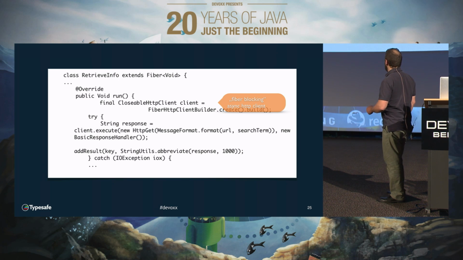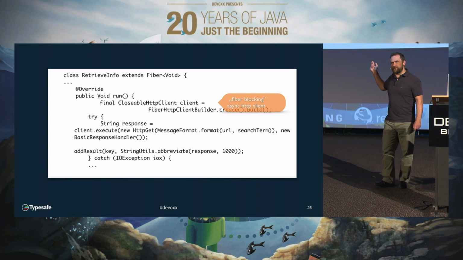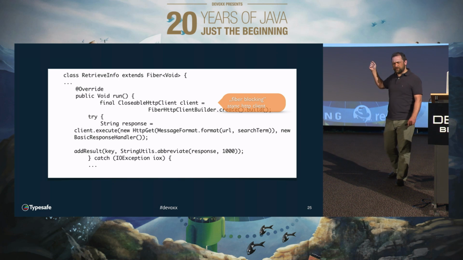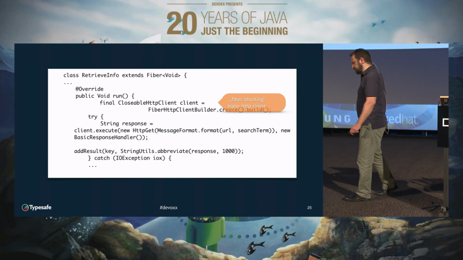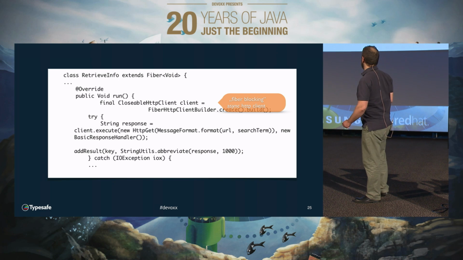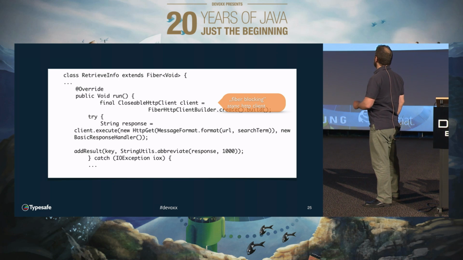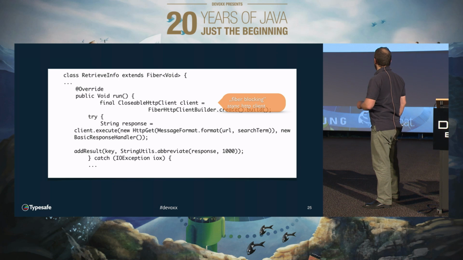This interface is a regular Apache... Oh no, what is it? NGNG... Async HTTP client, I think. But this one, the closable HTTP client interface, is even, I think, some standard from Apache HTTP also. But the interesting bit here is the Fiber HTTP client builder.